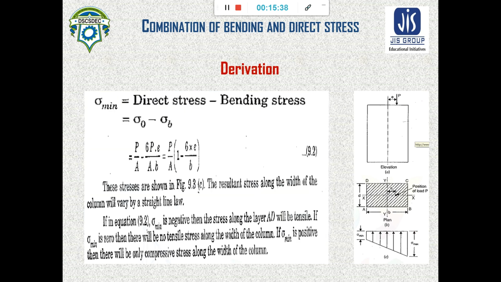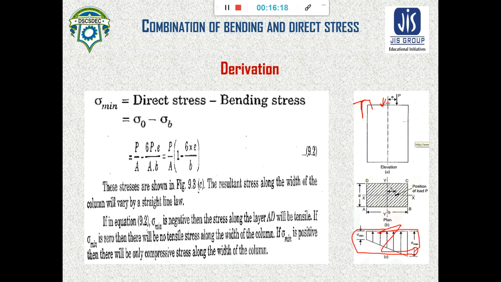And the sigma min value is direct stress minus bending stress, because here the bending is complementary to the direct stress, which is always in this direction. So the bending stress will be minus, and the value is P by A into 1 minus 6E by B. These stresses are shown in this figure, which is known as the combined stress distribution figure.